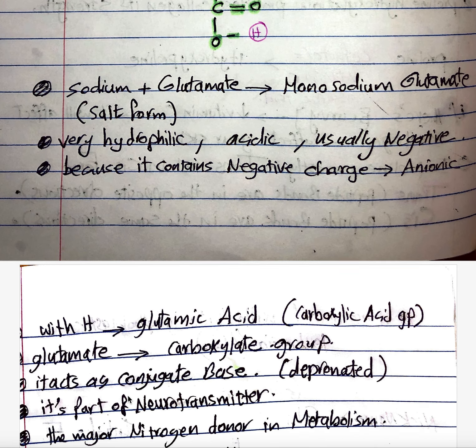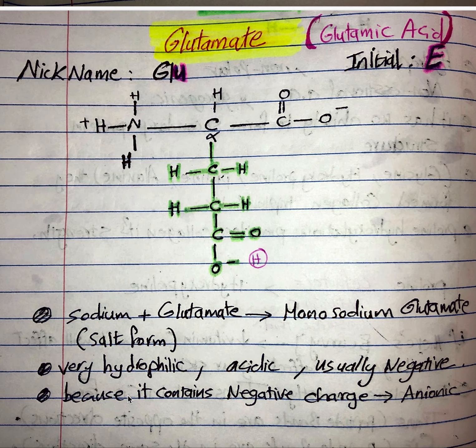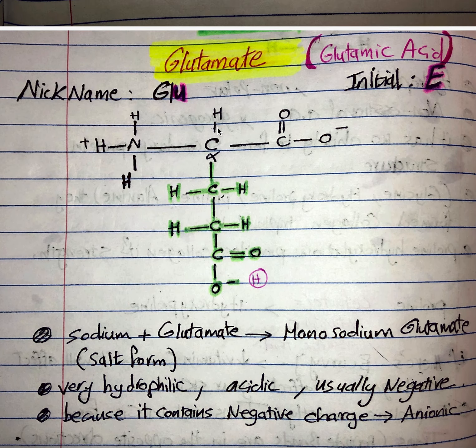So that's all about glutamic acid or glutamate, and now we know the difference between glutamate and glutamic acid. It's just the hydrogen. Without hydrogen, it's glutamate. With the hydrogen, it's glutamic acid, because glutamic acid is just a proton donor, a hydrogen donor. That's why with H it is called glutamic acid.